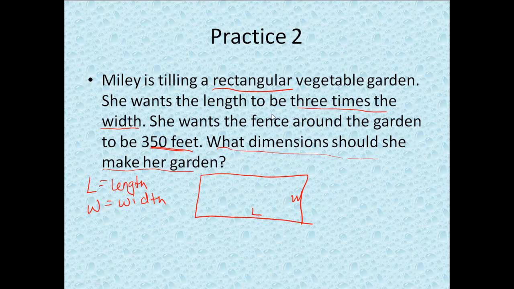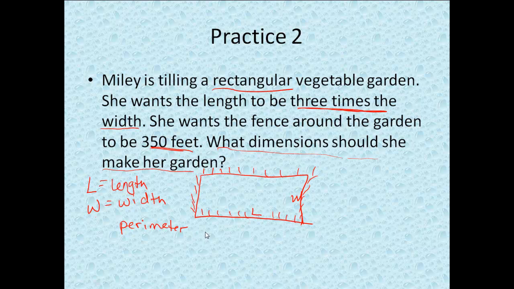Okay, now I'm going to go back. There were 2 things that I didn't use yet: the fact that the length is 3 times the width, and she's putting a fence around this garden. That's 350 feet. Well, now I've got to think about, if I'm putting a fence around something, what property of my shape is that? And hopefully you'll recognize that that is a perimeter. When I want to go around something, I'm looking at a perimeter.